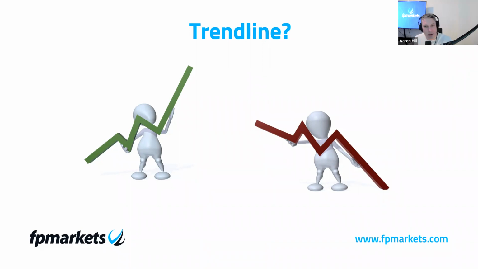Traders also use moving averages to define a trend. Now, the 200-day simple moving average is a prime example of this and is often used to define a trend.